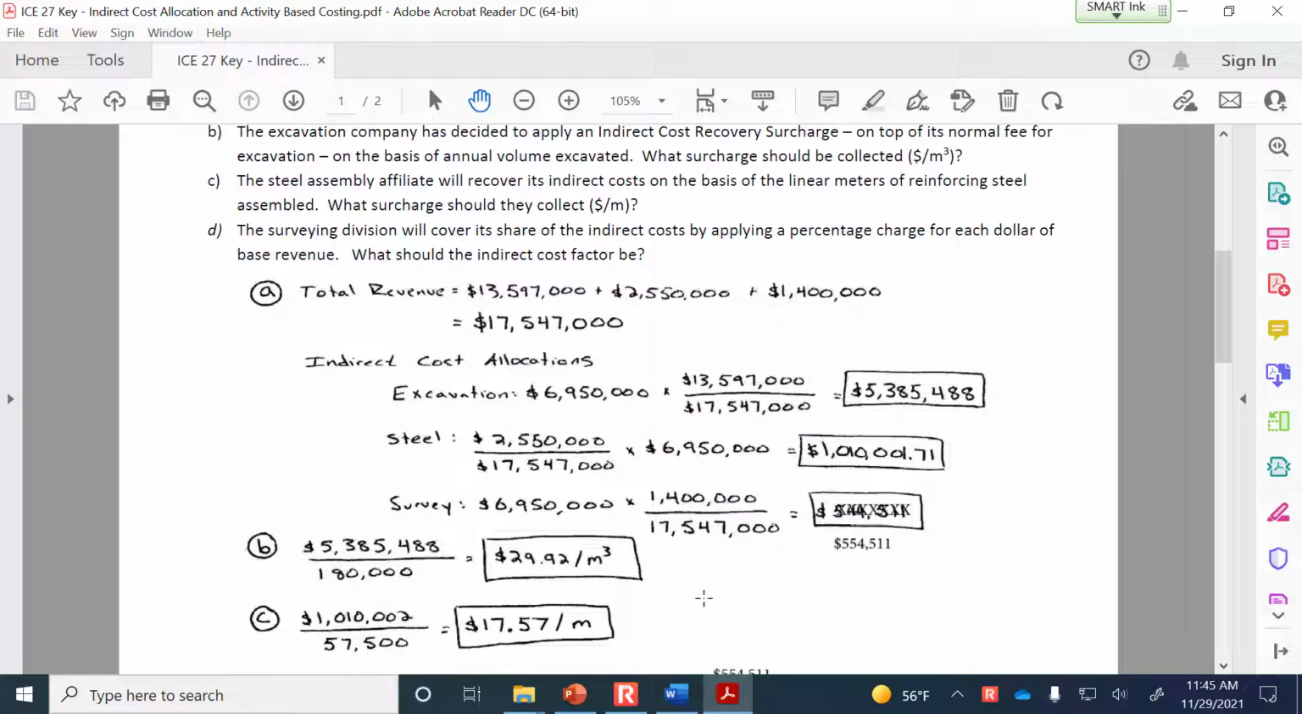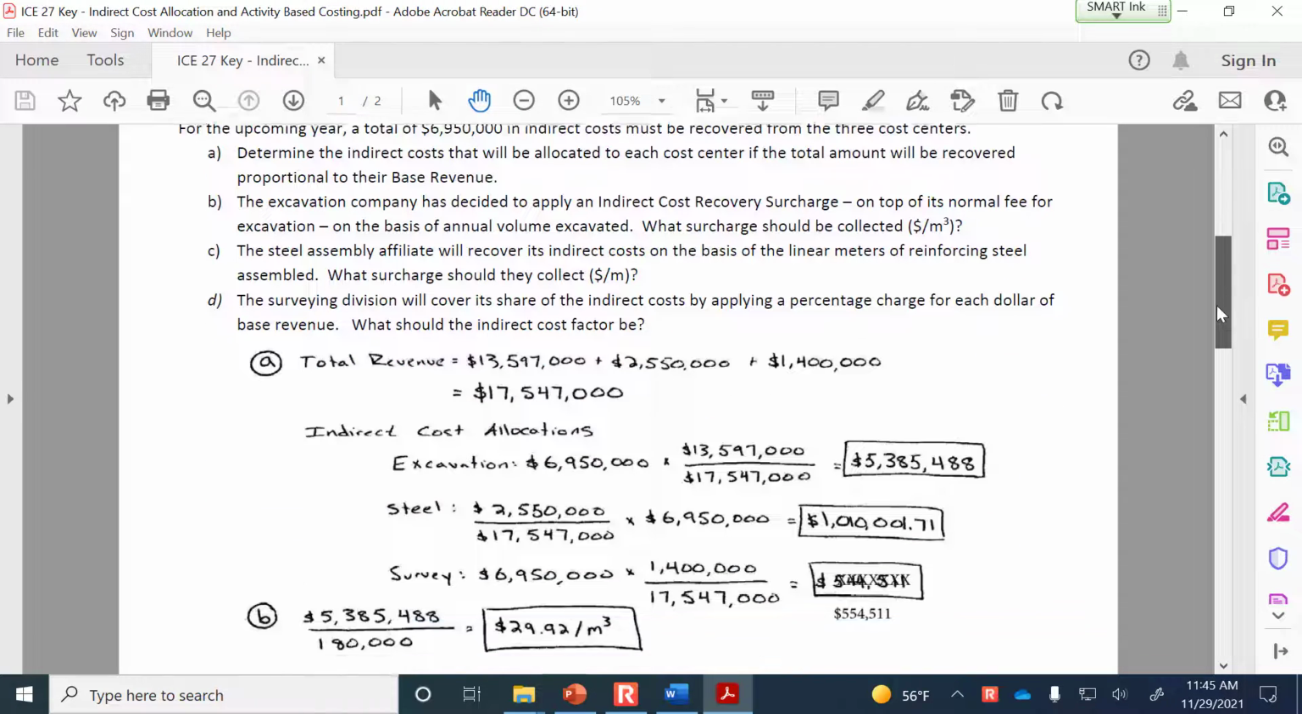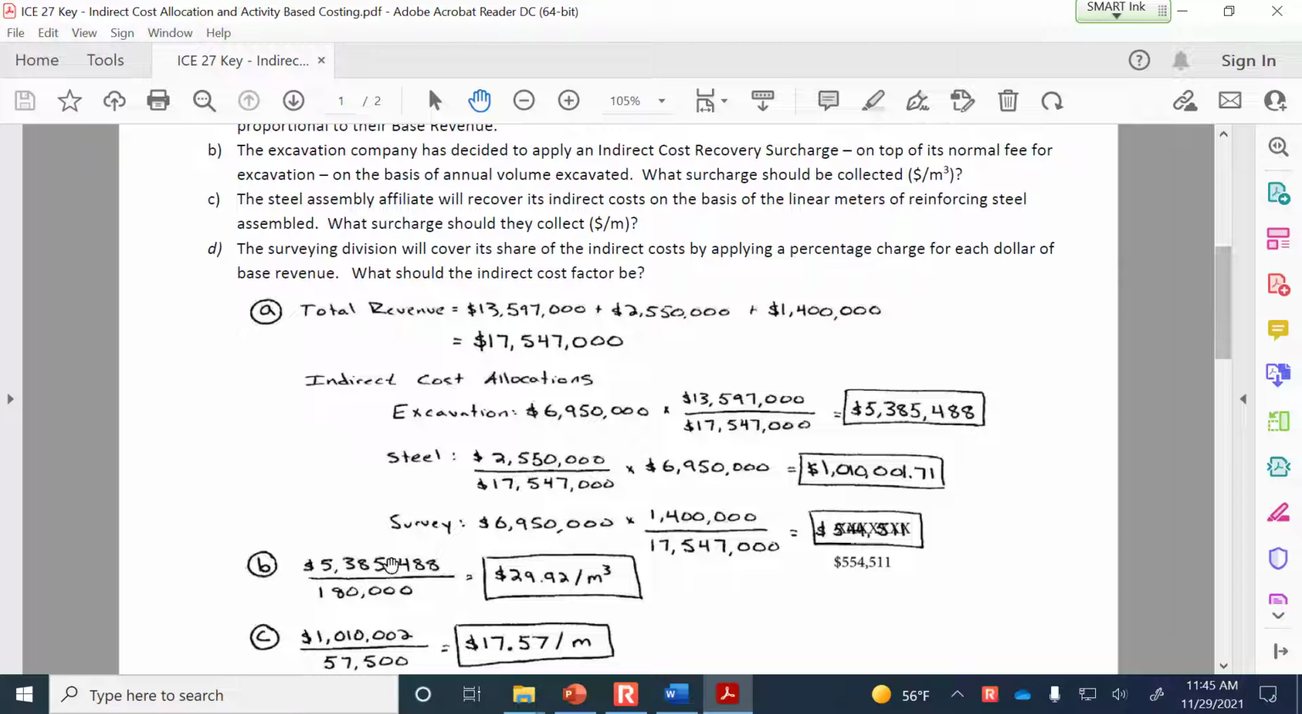Here in part C, it is for the steel assembly affiliate. If you look at what data we have for the steel assembly affiliate, it is how much reinforcing steel they've assembled in terms of linear meters. So if they've done 57,000 linear meters of steel and they have to collect $1 million, what we're doing is dividing the amount of money that they have to collect by the measure of their productivity, which is how many linear meters of steel they've assembled.